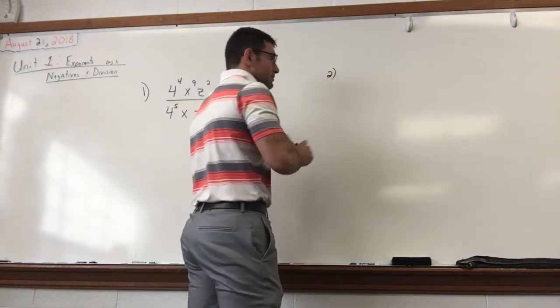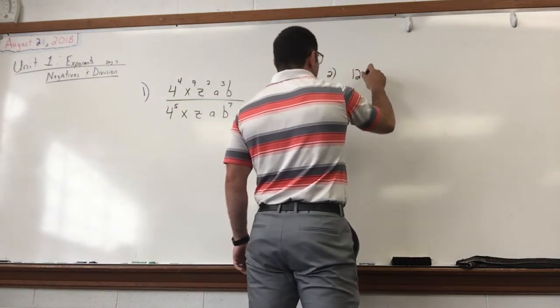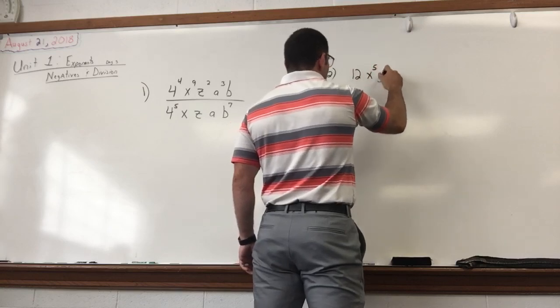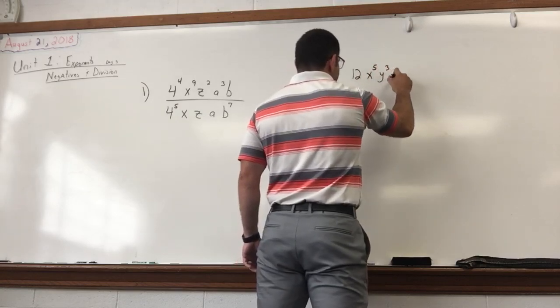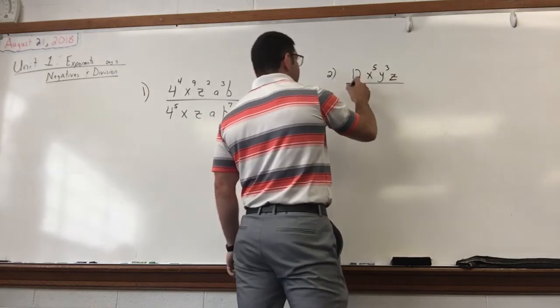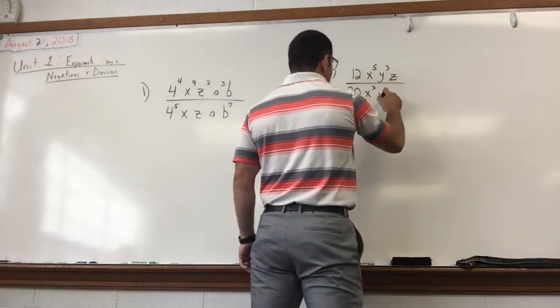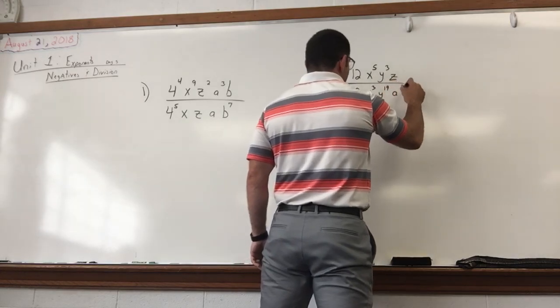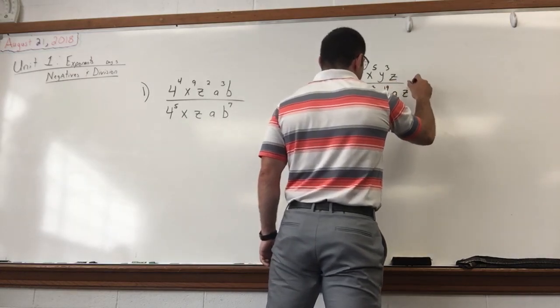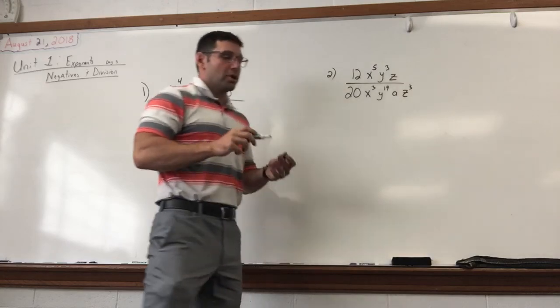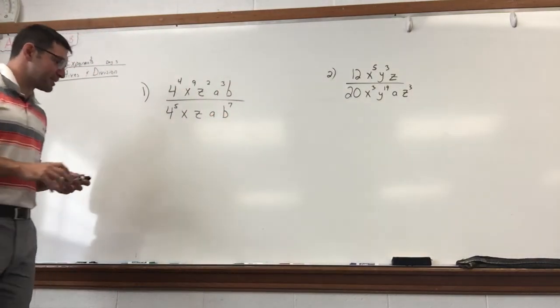Number 2. 12, x to the 5th, y to the 3rd, z divided by 20, x to the 3rd, y to the 19th, a, z to the 3rd. Copy those 2 problems down.